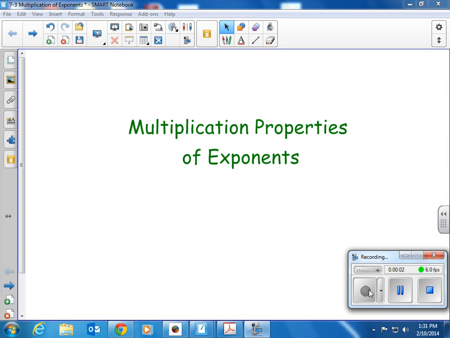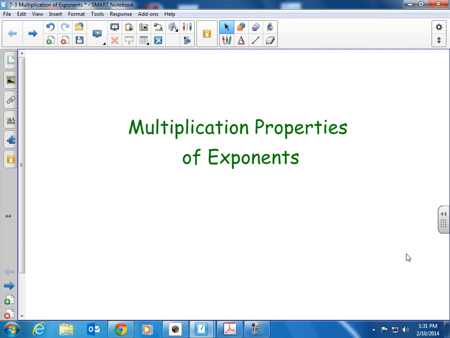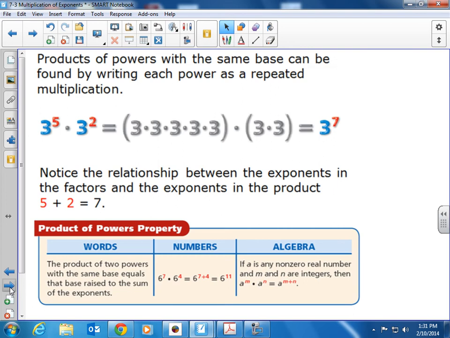All right, guys, multiplication properties of exponents. Let's do this. I told you in class there's going to be 3 main properties that we go over today, so you're going to want to take very, very good notes or else this is going to get really confusing. Here's our first one. It's called the product of powers property.